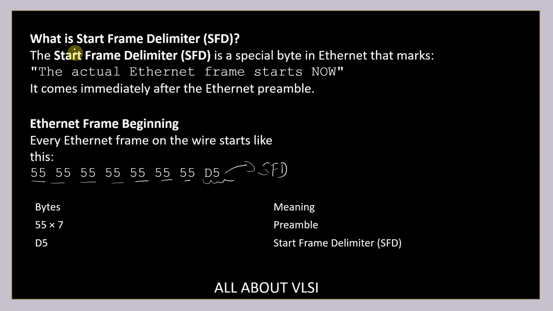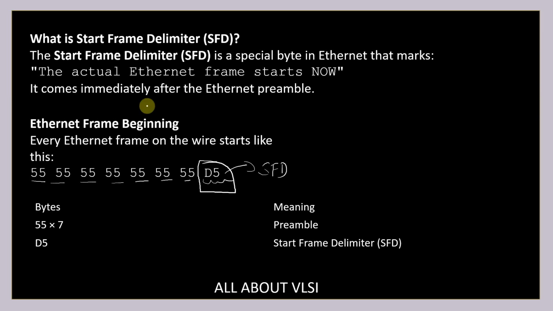This is my start frame delimiter, SFD. This particular SFD will mark the starting of the actual Ethernet frame, and before that, it is not an actual Ethernet frame; it's just a preamble. And why this preamble is needed, we have discussed in great detail in session number 1 itself. This preamble is used by our receiver to know the frequency of the transmitter clock. So this is used by the receiver to guess the frequency of the transmitter, right?